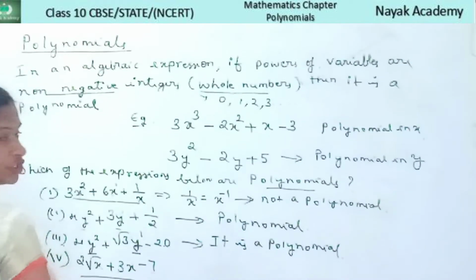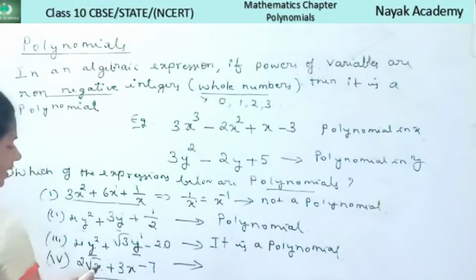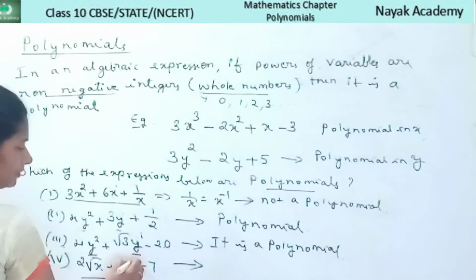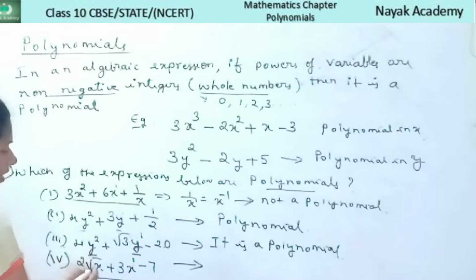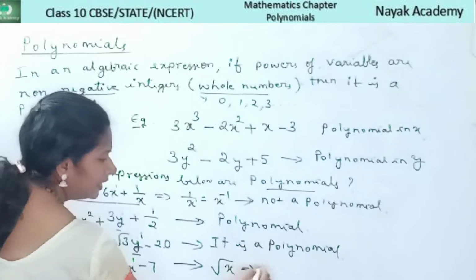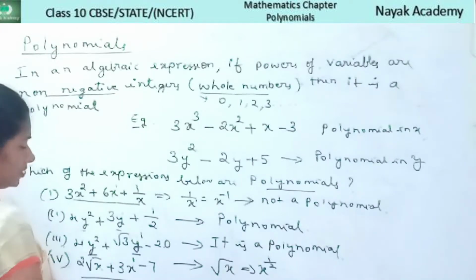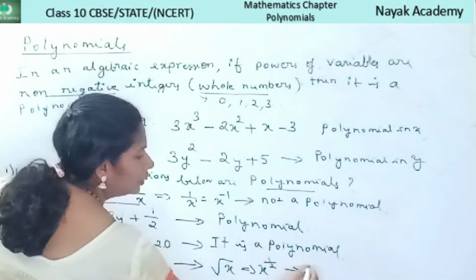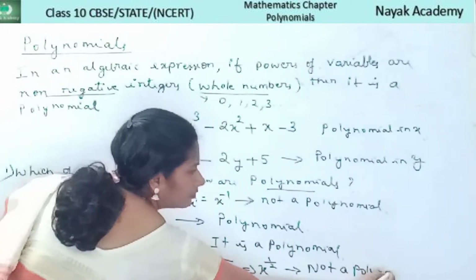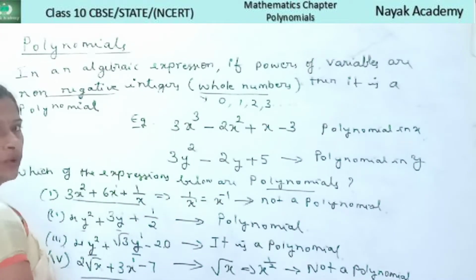Coming to the last expression, 2 root x plus 3x minus 7. Now in this expression the variable is x, and in the second term the power of the variable is 1, which is a whole number. In the first term, root x, the power of the variable is x to the power half, and half is not a whole number. So this expression is not a polynomial, because the power of the variable is not a whole number.